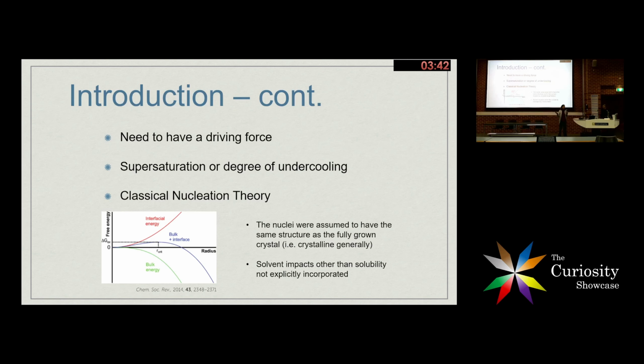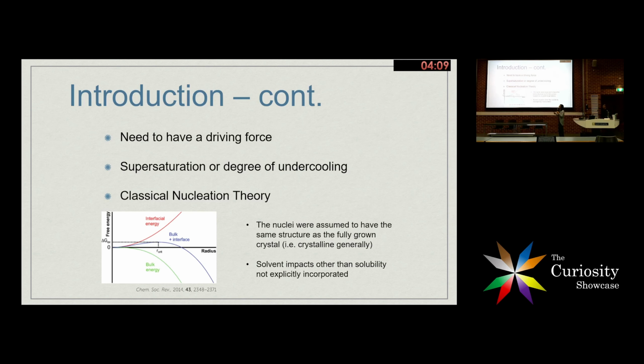Now, with all crystallization, you have to have a driving force. In solution crystallization, that driving force is the supersaturation. Supersaturation is the concentration above the equilibrium solubility. Whereas if you're crystallizing from the melt, it's the temperature. So how far under the melting temperature are you? The degree of undercooling.